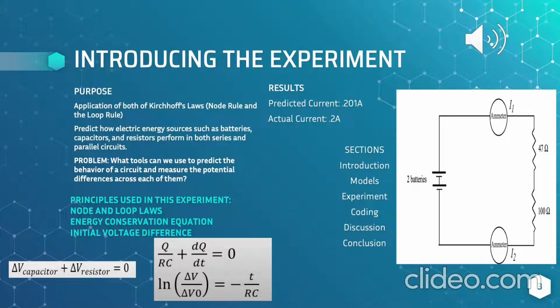The purpose of this experiment is to give us a chance to apply both of Kirchhoff's laws, that being the node rule and the loop rule, in order to predict how electric energy sources such as batteries, capacitors, and resistors perform in both series and parallel circuits. This will help us solve the problem of what tools can be used to predict the behavior of a circuit and measure the potential differences across each of them.